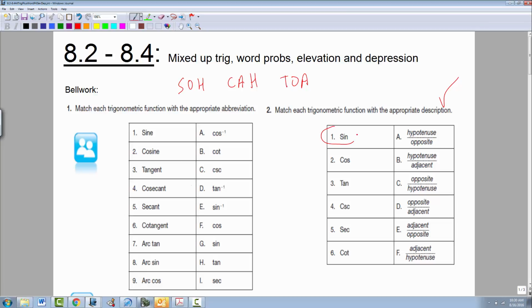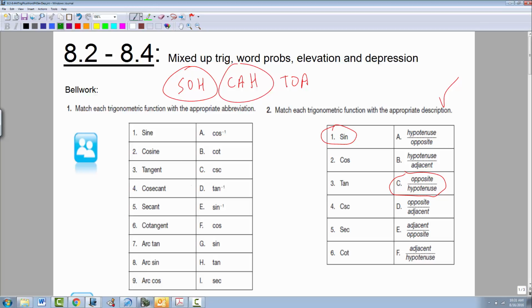So who does sine go with? C. That is an identification of what SO stands for. Sine, the O and the H means opposite over hypotenuse, and that's how you identify these. Why don't you finish it off, because it's actually not bad. I think you got it. So what does cosine go with?